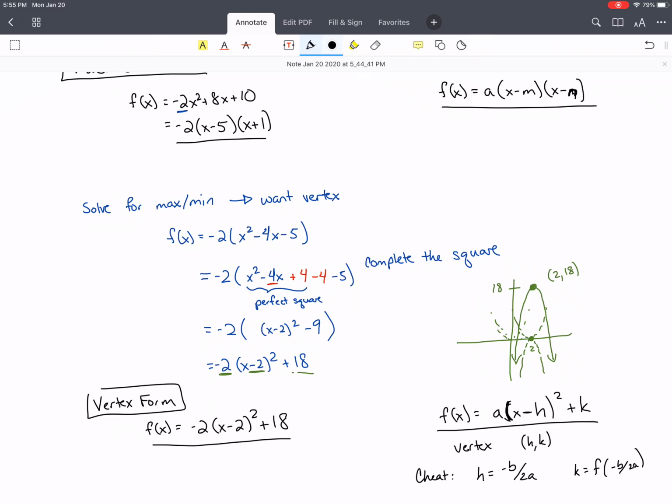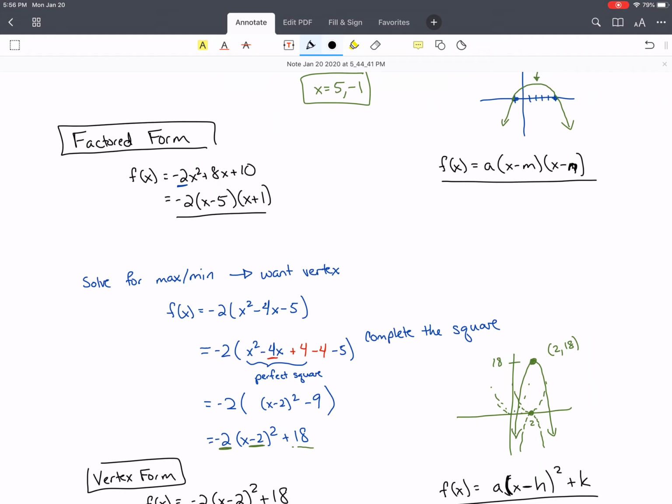Of course, I can always get from my vertex form back to standard form just by FOILing, multiplying this out, or from factored form back to standard form just by FOILing and multiplying this out. And those are three forms of a quadratic.